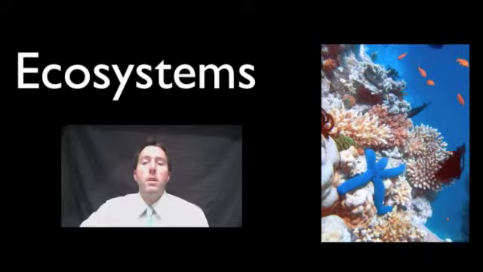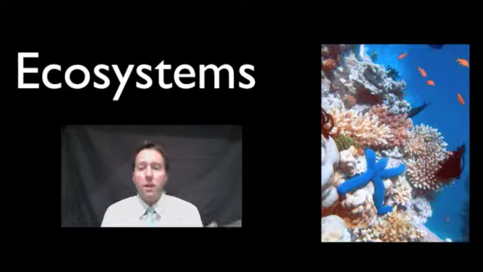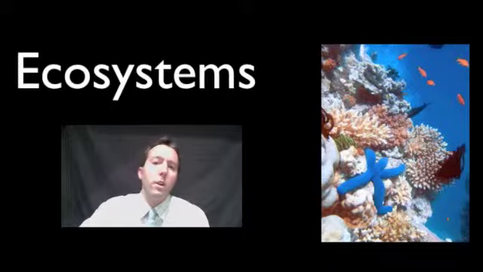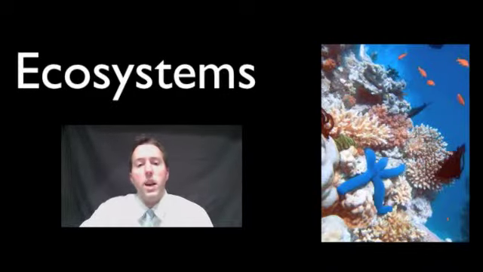An ecosystem is a collection of all the living and the non-living things in an area. So if we look at this marine ecosystem here, you can see there's lots of living things. There's a starfish or sea star, there's coral, there's fish. There's also lots of non-living things like rock and water and sand.